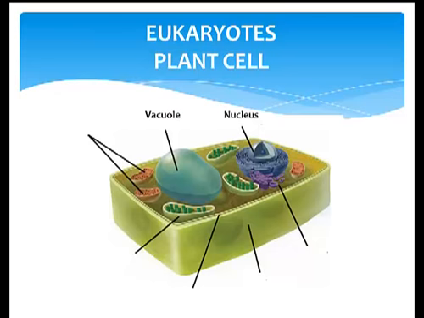Vacuoles found in eukaryotes are organelles filled with aqueous solutions containing various dissolved substances. Vacuoles are used for the storage of waste and food. They are also useful for maintaining cell structure and water balance.